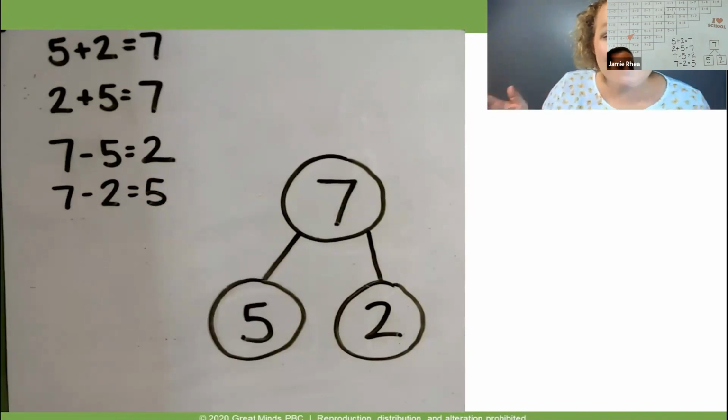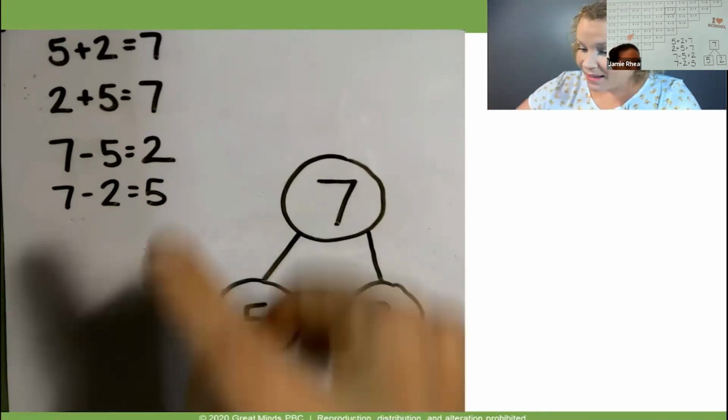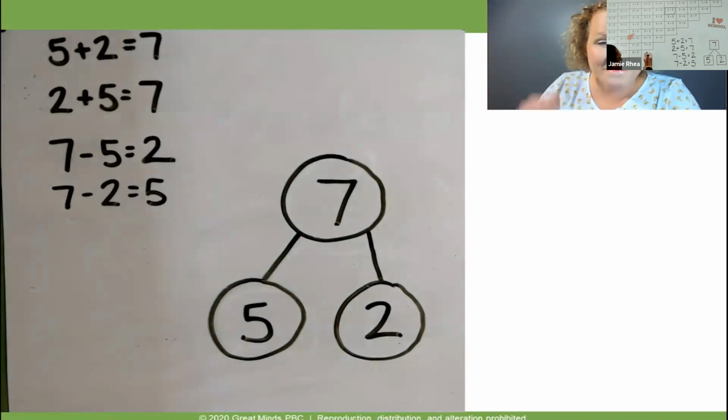That is amazing. Can you think of a true number sentence that we can write that doesn't include the total at all, but instead uses the 2 addition expressions? Yes. We can say 5 plus 2 equals 2 plus 5. Let's write that down.